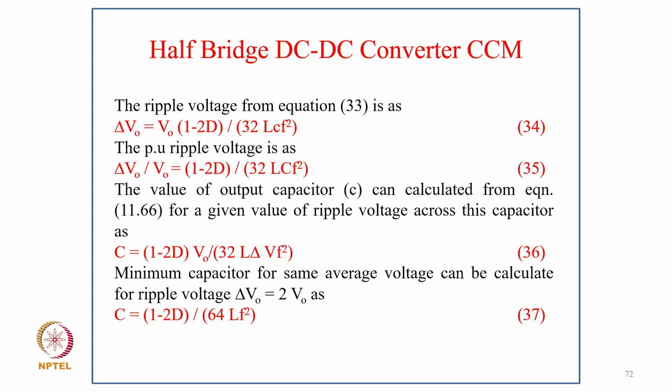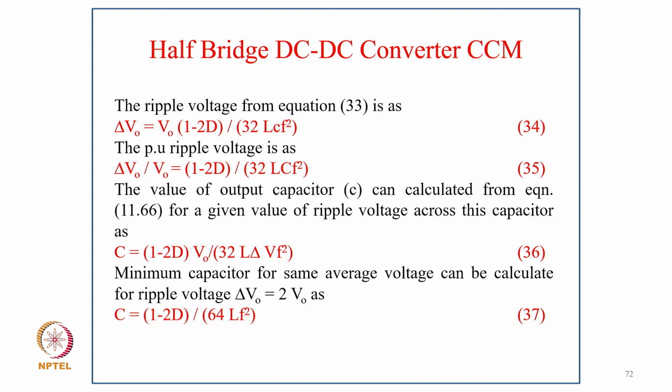So the ripple voltage is delta V equal to V0 (1 minus 2D) divided by 32 LCf squared, and per unit voltage, delta V upon V0 equals (1 minus 2D) divided by 32 LCf squared. So the value of the output capacitor can be calculated for a given value of ripple voltage across the capacitor. So C equals (1 minus 2D) V0 divided by 32 L delta V0 f squared.